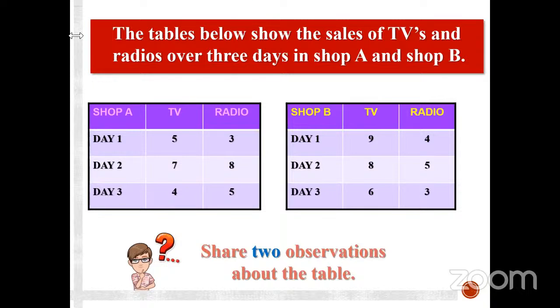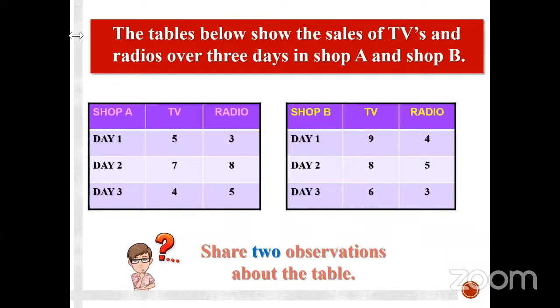All right, so tables are used to condense information, to make it a little bit more readable and to provide us with information that is useful. Now, in this particular case, we can see that shop A is telling us about the sales of televisions and radios across 3 days. And those numbers indicate what is happening for each day for each shop.